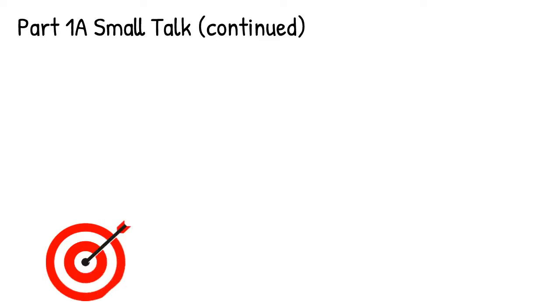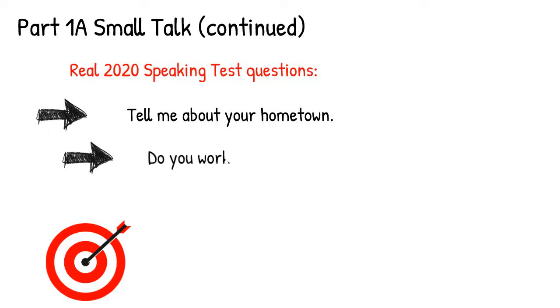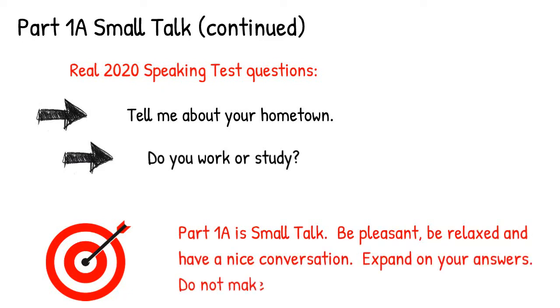As Part 1A begins, it is really just small talk that you would have with anybody. These are real 2020 speaking test questions. The examiner would ask, tell me about your hometown, or do you work or study? Again, Part 1A is small talk. Be pleasant, be relaxed, and have a nice conversation. Expand on your answers. Do not make the examiner ask you to expand your answers.